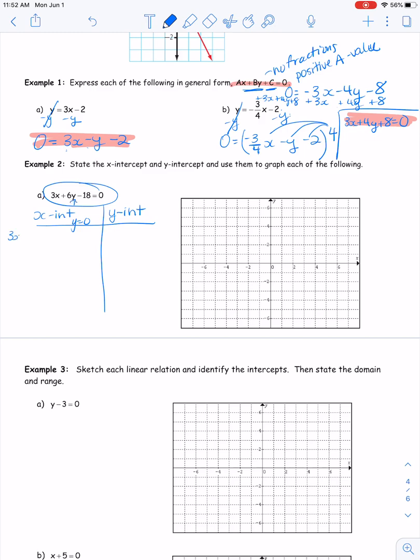So 3x, and I'm going to solve for x, plus 6 times 0 minus 18 equals 0. So 3x, 6 times 0 is 0, minus 18 equals 0. Now I solve for x. Okay, so I'm just using algebra, the opposite operation. So negative 18 plus 18 is 0. 0 plus 18 is 18. Divide by 3.